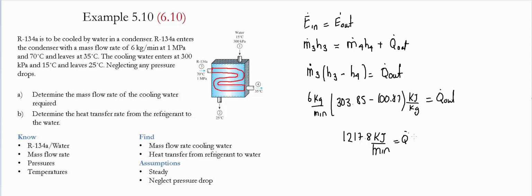And that is the value of Q dot out. Once again, that is the amount of heat transfer rate from the refrigerant into the water. If you had done the analysis of the amount of heat transfer gained by the water, it would have given you exactly the same result.